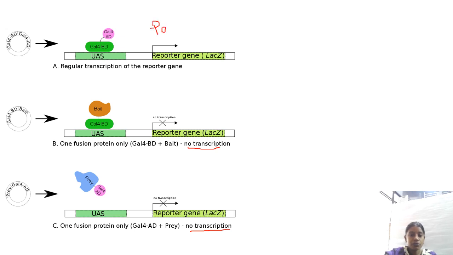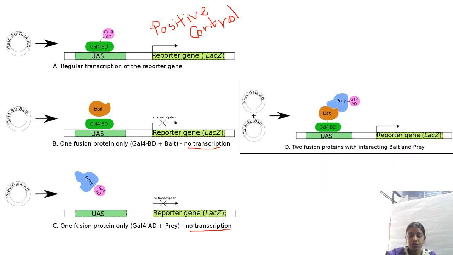So this one is the positive control. For an experiment, you should maintain the positive control as well as negative controls. The positive control ensures the positive results of the experiment. What is the expected result? If X and Y are putative interacting partners, then that would result in blue colonies. That is why the vector having both binding domain and activation domain serves as the positive control for the experiment.